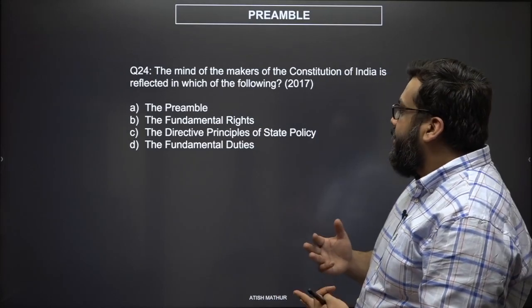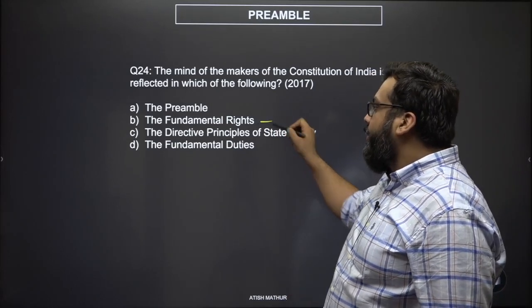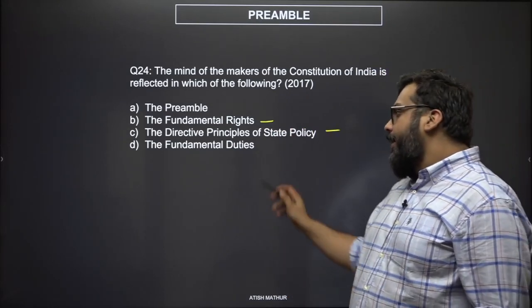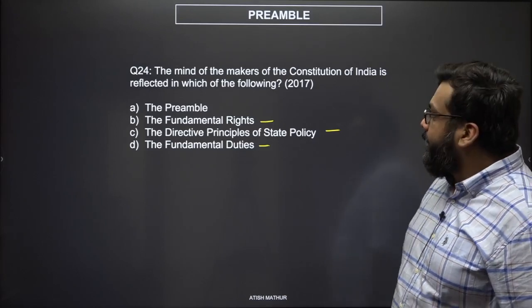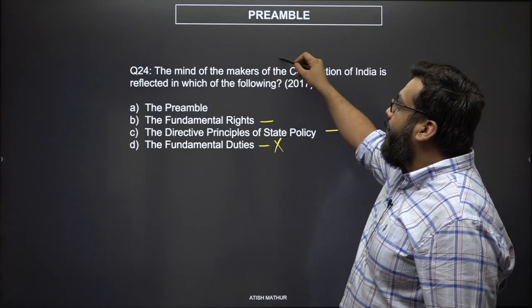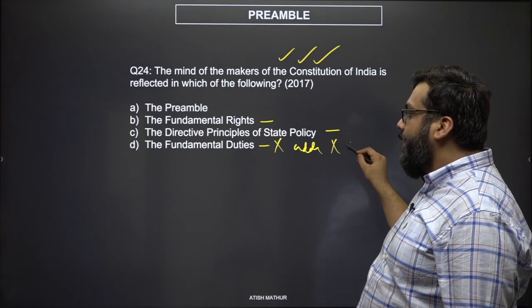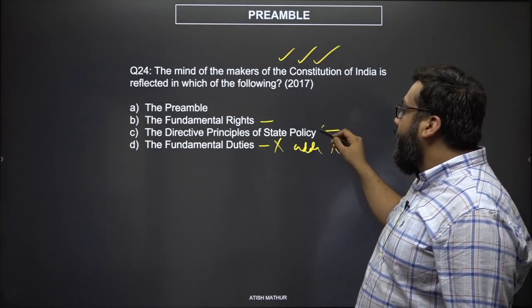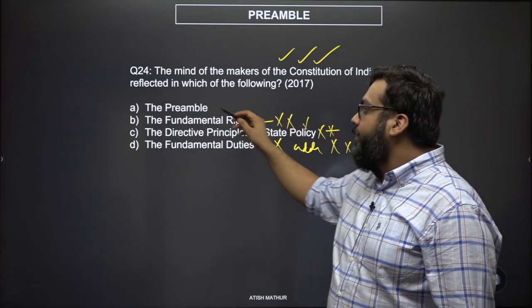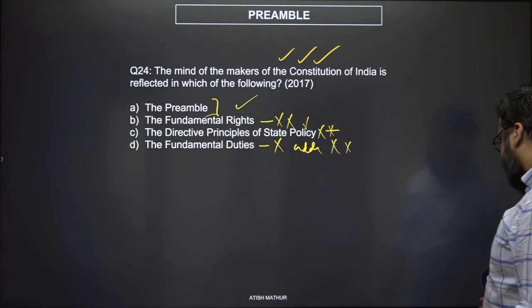Preamble, directive principles, fundamental rights and duties. Fundamental rights only look at political democracy. Directive principles look at socio-economic democracy. Duties are things that we have to do for the citizens, and fundamental duties did not even exist when we are talking about the makers of the constitution, this was added much later. This is automatically out. Dpsp is only about what the government should do. This is about what the citizen should be given. This is a combination of everything, and therefore the answer is the preamble. Okay.